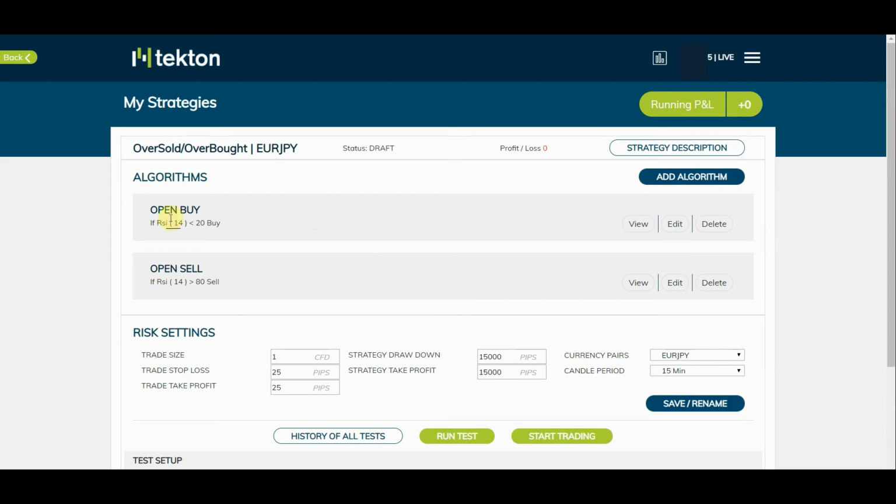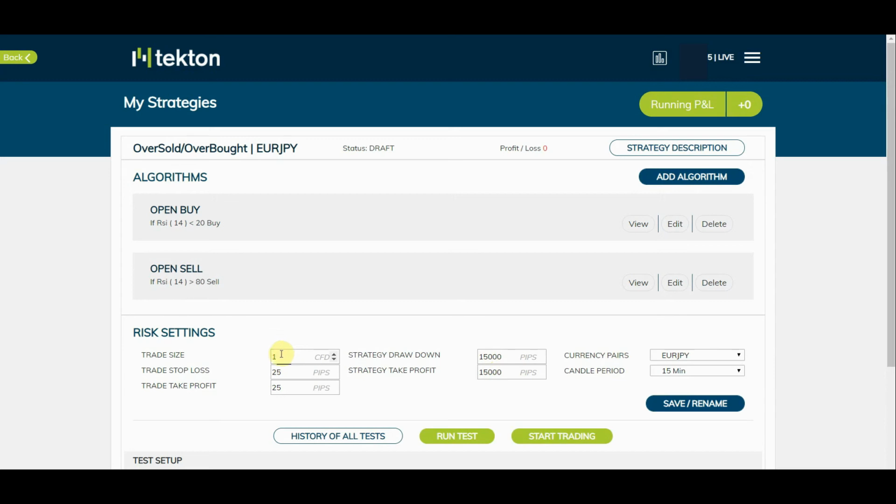You've got your algorithm here, buy and sell. Don't worry about the settings on this. You've got your currency pair, you've got your time frame, and you've got your drawdown and take profit. Remember, this strategy drawdown and take profit is the number of pips that the algorithm will run for until either 1,500 pips or 15,000 pips in this case of loss net, or 15,000 pips of profit net.